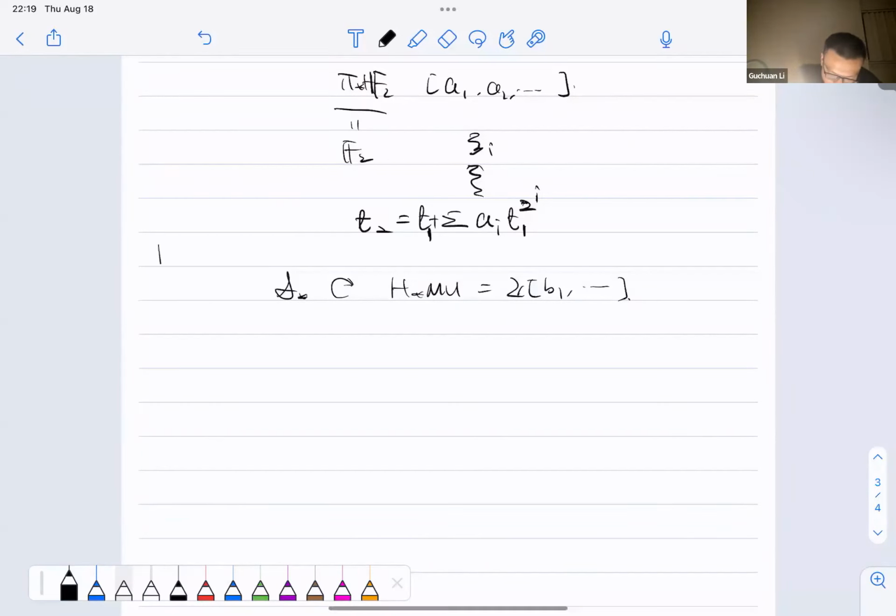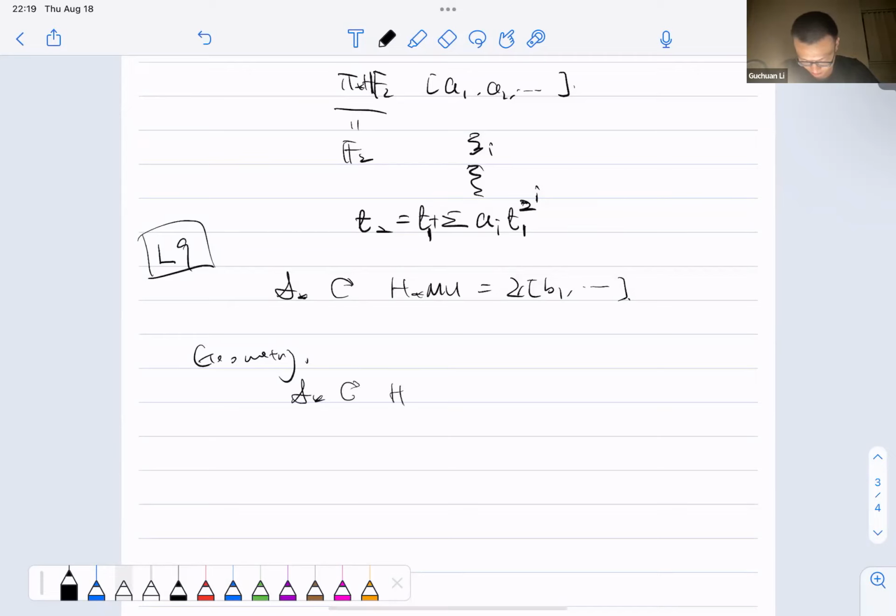So maybe I should put the reference. This is from Ruiz's notes, lecture 9. So interpret this one from this point. Here you really need something geometric, not just formal algebra. So for the synodal algebra action, there is a fact you need to recall. This one acts on RP infinity.